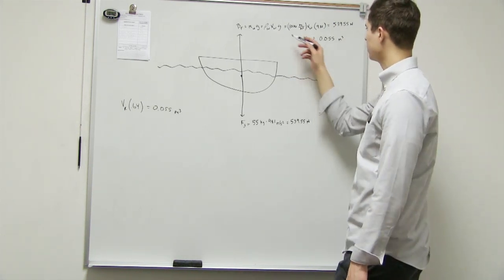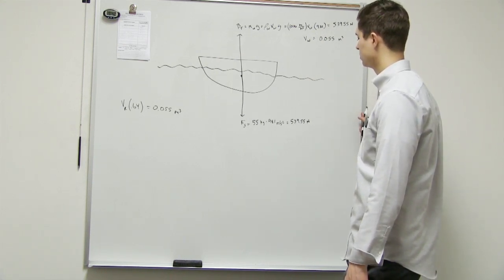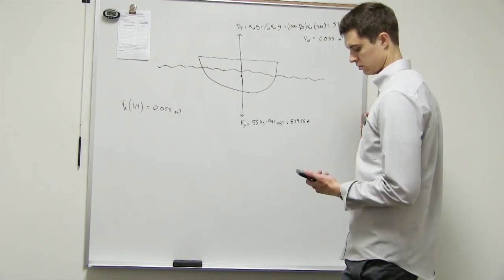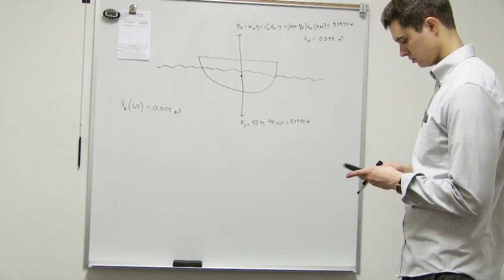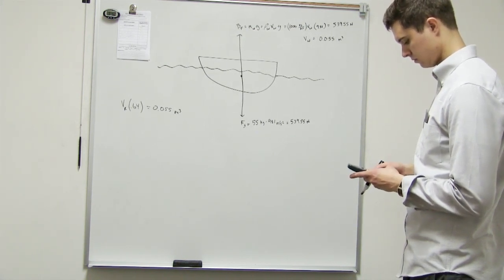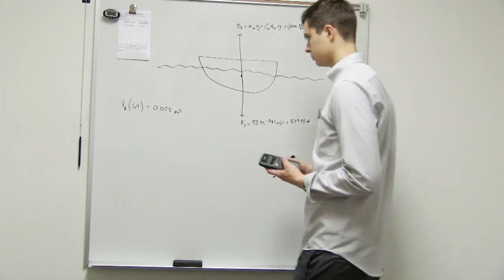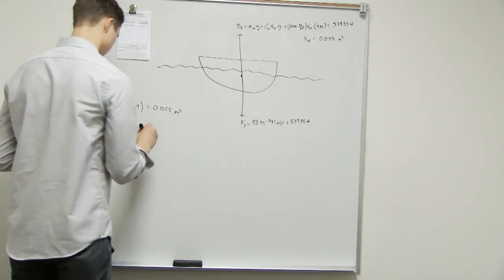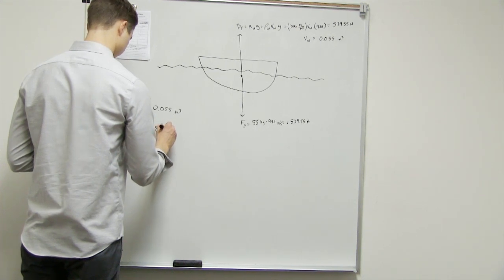Density of water times the volume of water times gravity. So what would you get the total volume to be? Just take 0.055 divided by 0.64. That should be the total volume. So the total volume of our raft equals 0.0859.